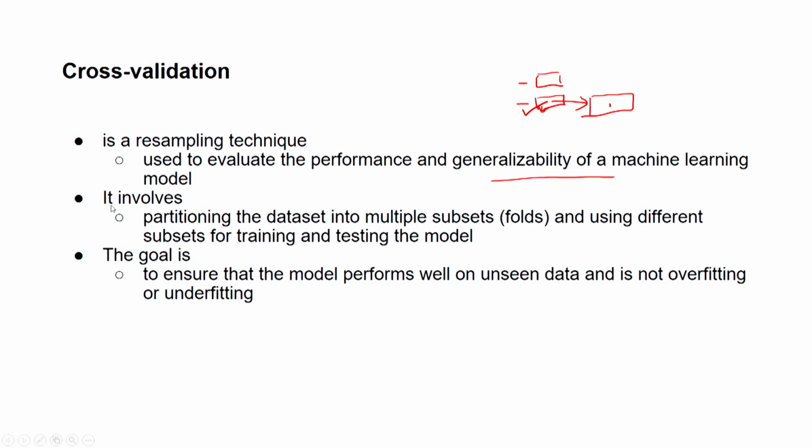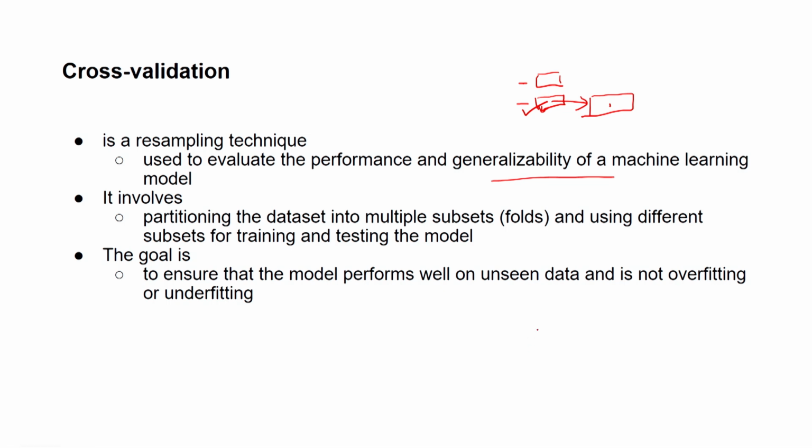So, what is this? Generally, in case of cross validation, we partition the data set into multiple subsets that are called folds, and then using different folds we do the training, and the remaining fold will be used for the testing.